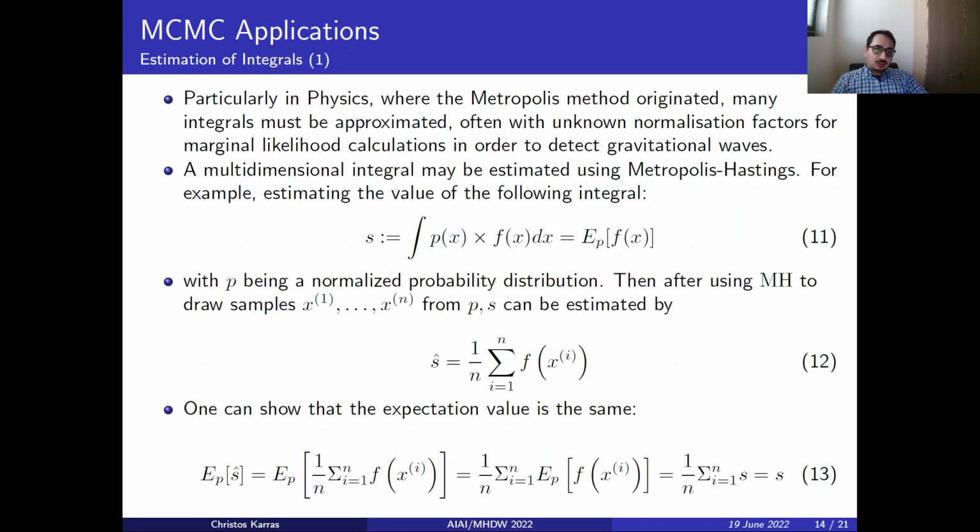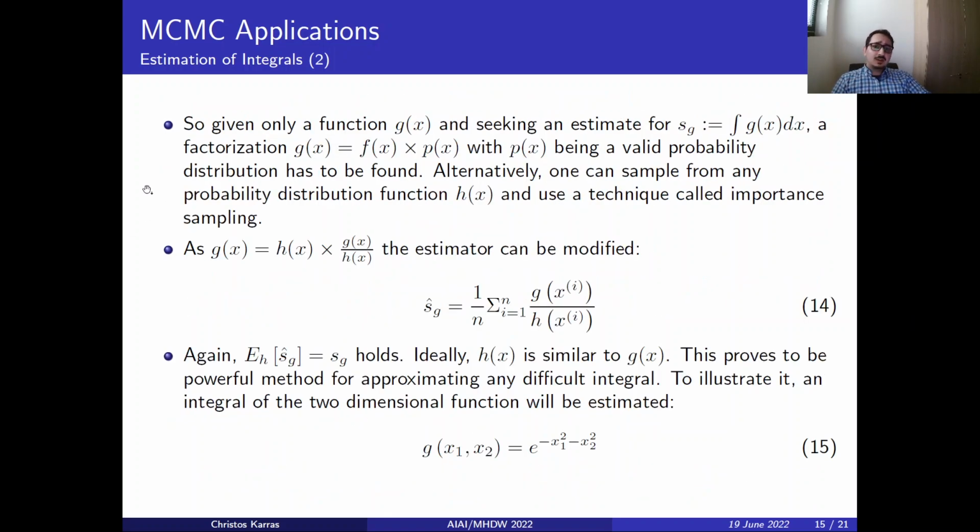So a good way is to use the estimators to find a solution to a hard integral, or something that cannot be approximated in any other way. Given only a function g(x), and seeking an estimate for s(g), we need a factorization g(x) = f(x) times p(x), with p(x) being a valid probability distribution. Alternatively, we can sample from any probability distribution h(x) and use the technique which is famous as importance sampling.